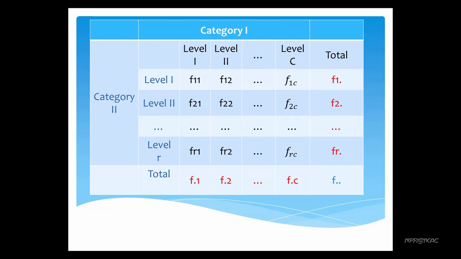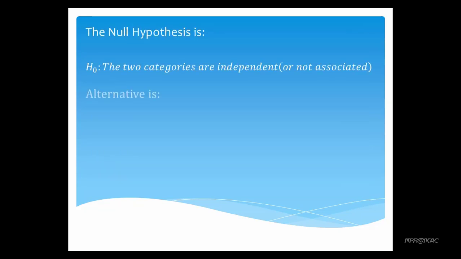The general layout of such problems is given in the table. We have two categories, Category 1 and Category 2. Category 1 has C levels and Category 2 has R levels. The frequencies corresponding to each possible combination of these levels are shown in the table as F's. The row totals are denoted as F1., F2., etc., whereas the column totals are represented as F.1, F.2, etc. The total frequency is denoted as F... Our problem is to check whether the levels of one category influence the levels of the other.